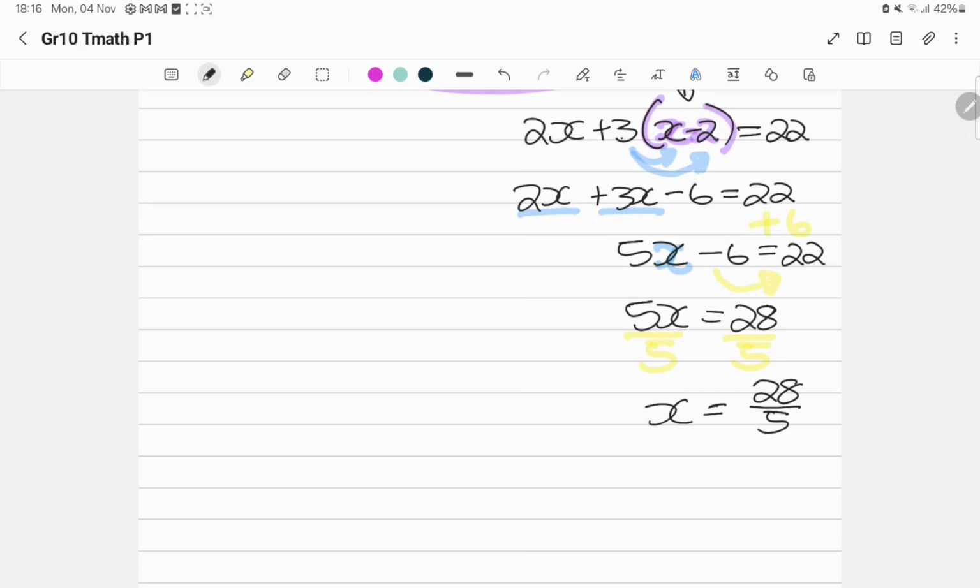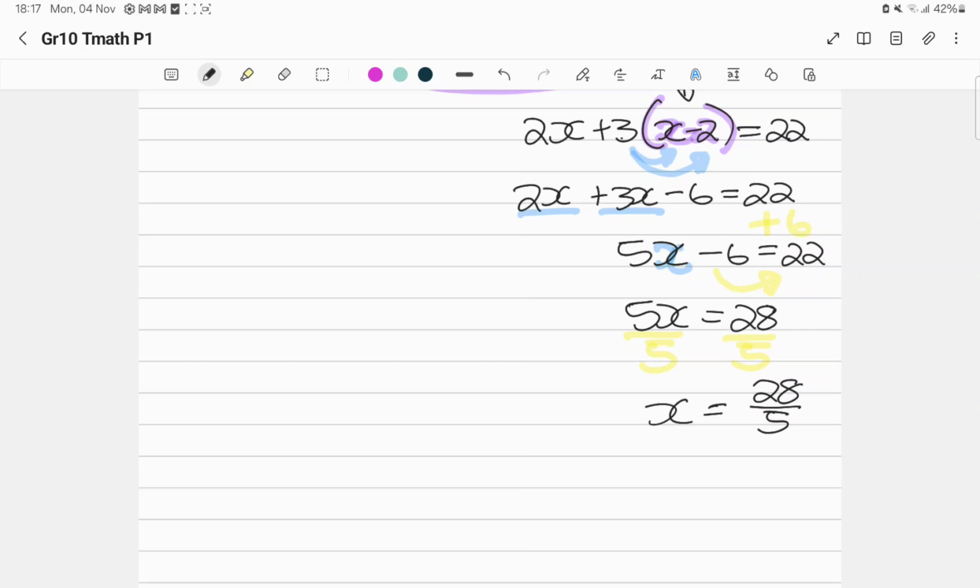Don't freak out when you get fractions. Fractions are still numbers. They're just not perfectly shaped, but it doesn't make them any less a number. So 28 over 5, that's sharp. If you got that, don't stress. It's not always going to be a perfect number.